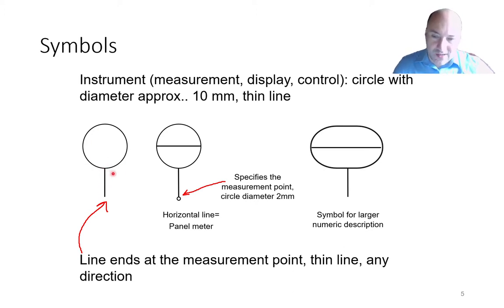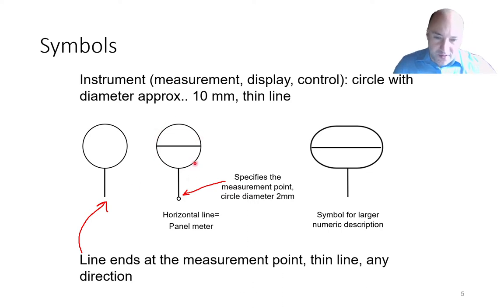This circle can show us not only the sensor itself, but it can mean also a display. As we will see later, it is possible that the sensor or the instrument in general has some output signal that we transfer to the control system, but it may have also a local display so that we see directly in the technology what is the value of our variable.